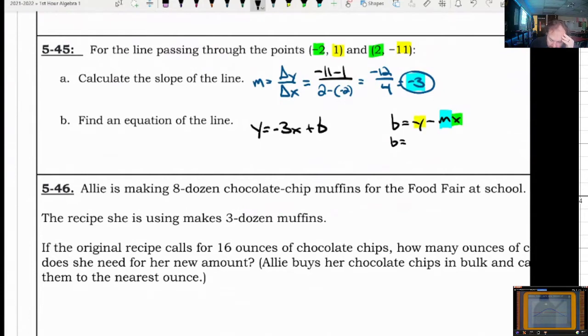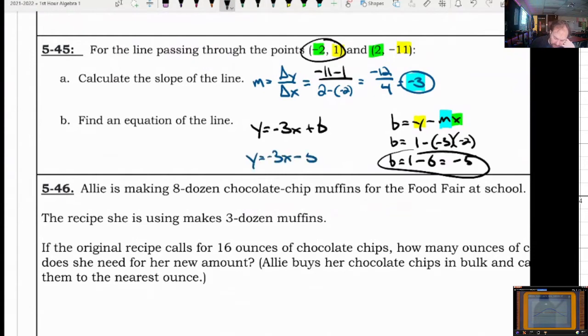I'm going to use this first pair because it's got smaller numbers. So in my problem, y is 1, m is -3, and x is -2. Got to be careful with this one. -3 times -2 is positive 6. So b is going to be 1 minus 6, which is -5. And that's how I know the equation is y = -3x - 5. So there you go. That's the equation of that line.